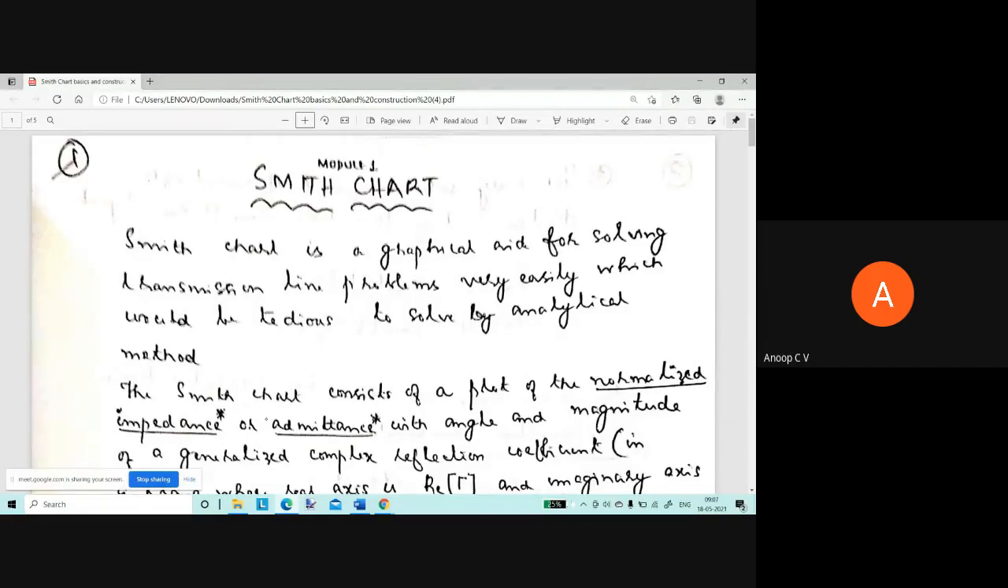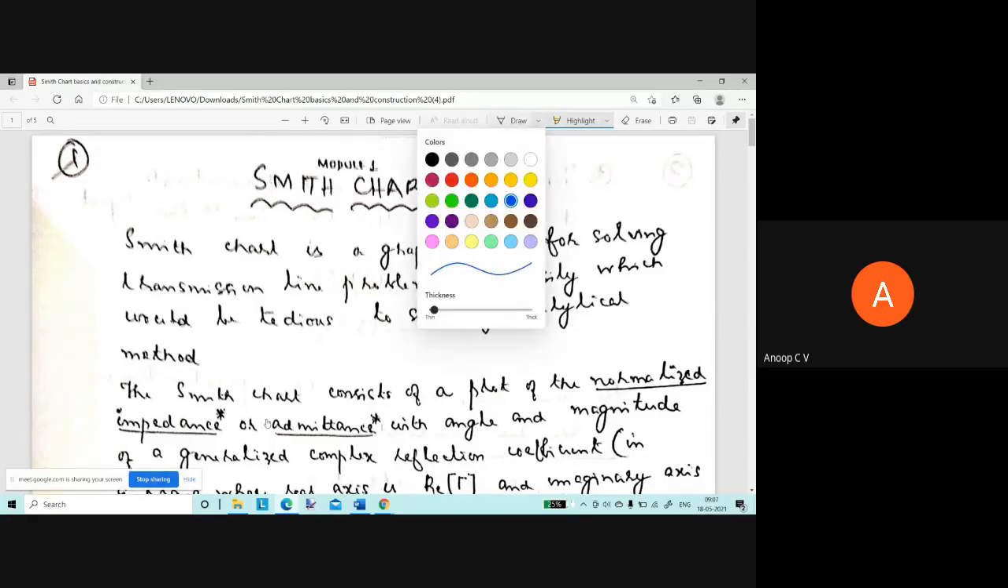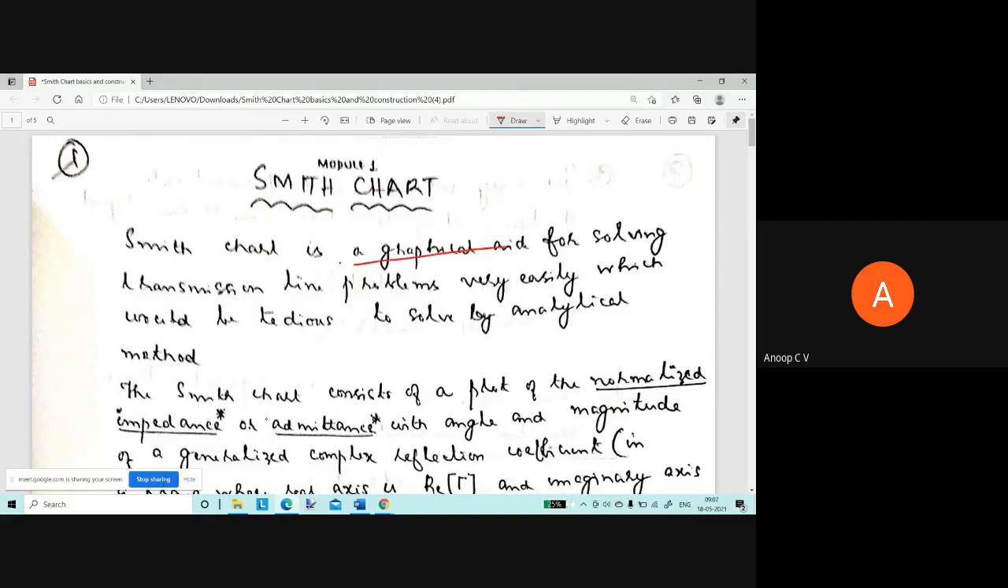So as you can see here, the Smith chart is a graphical aid for solving transmission line problems very easily, which would be tedious to solve by analytical method. I already told you about the expression of Z, which is Z naught into, in the numerator, a very lengthy complex expression, and in the denominator also a very lengthy complex expression. It's very tedious. It's not that easy.